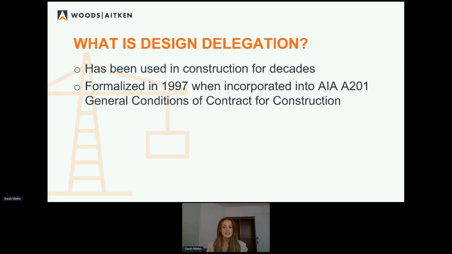In 1997, the AIA 201 general conditions started to formalize what we now know to be design delegation. And this has actually led to what we're seeing as bubbling up of liability that's trying to get shifted around among construction players.